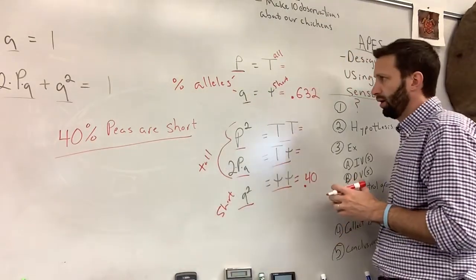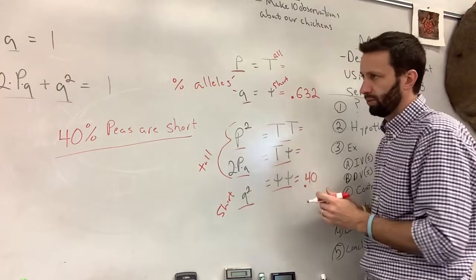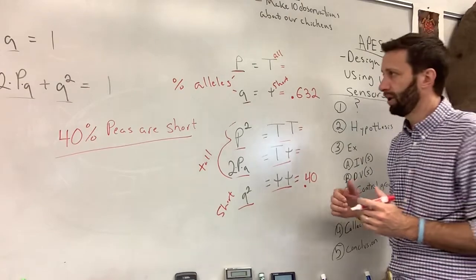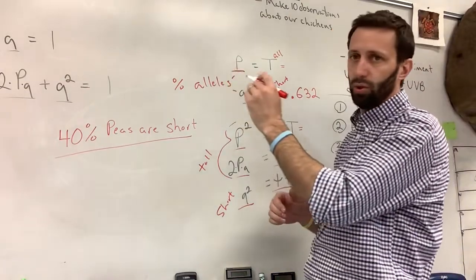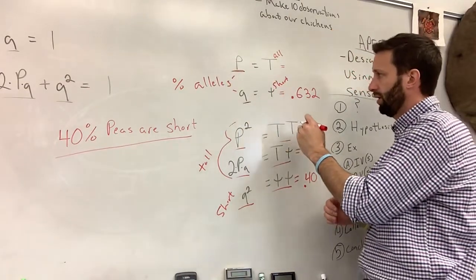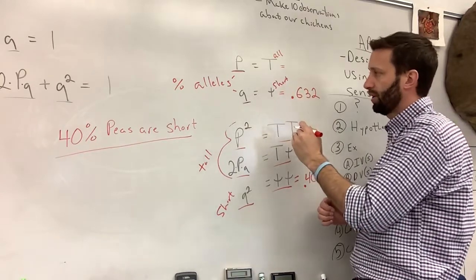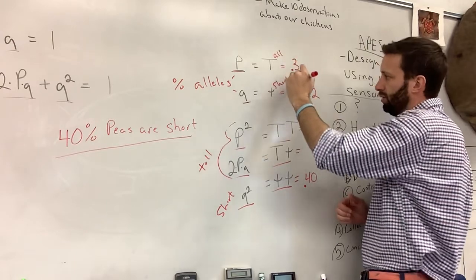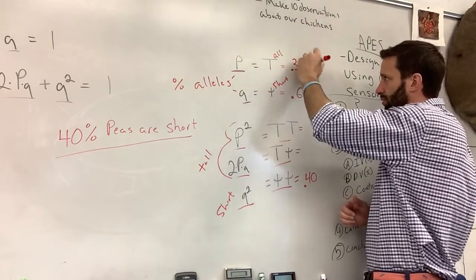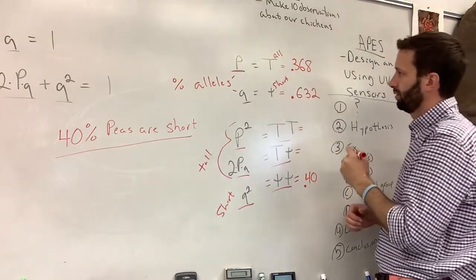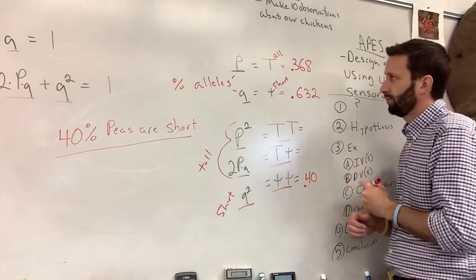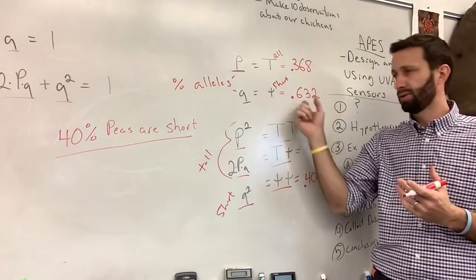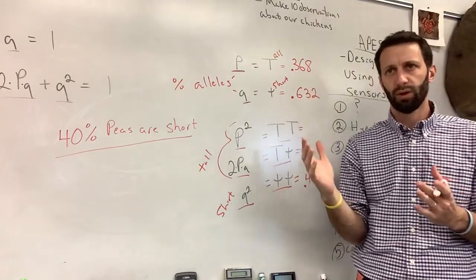So once we have q, what's the next thing we can figure out? P. We figure out p. So if p plus q equals 1, then p is going to equal 1 minus q, right? And so this one should be 0.368. Yeah, that's right. All right, so any questions so far? So a good way to check this, add these two together, they should be 1, okay?